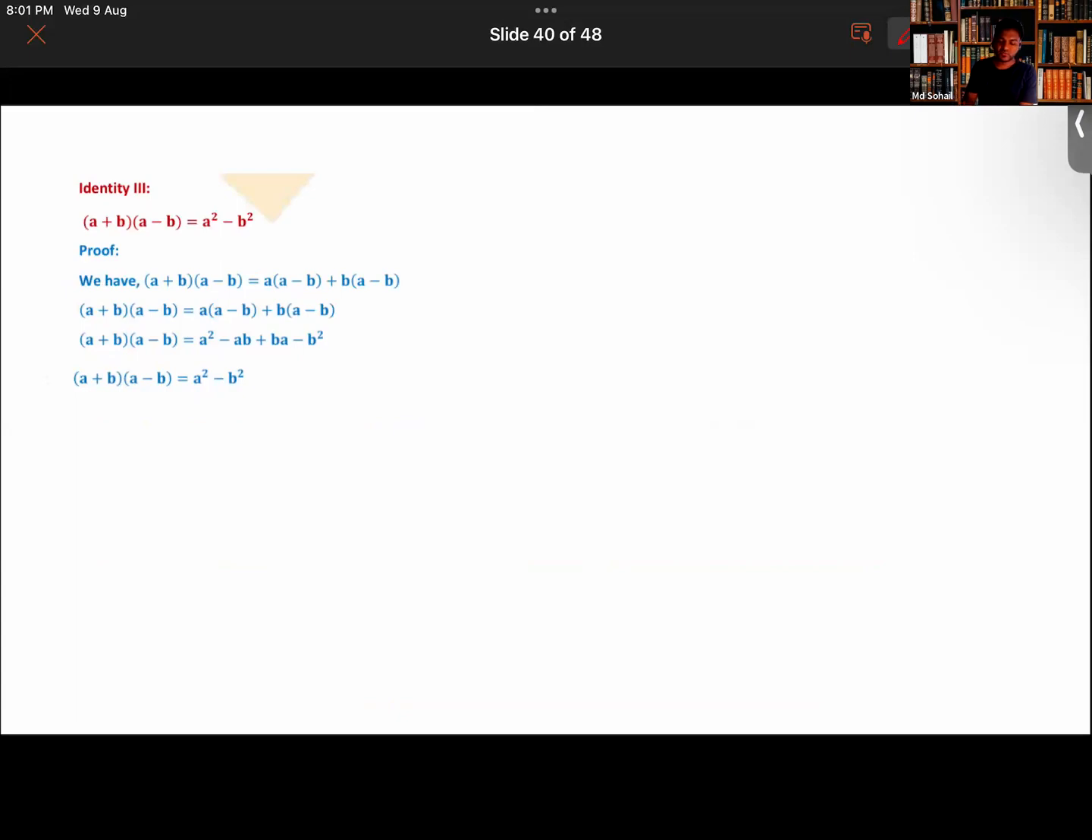Suppose you have the variables a and b in multiplication in this way: a plus b multiplied by a minus b. In the first expression they are being added, in the second expression they are being subtracted. So how do we solve that? We know that a plus b into a minus b is equal to a square minus b square.